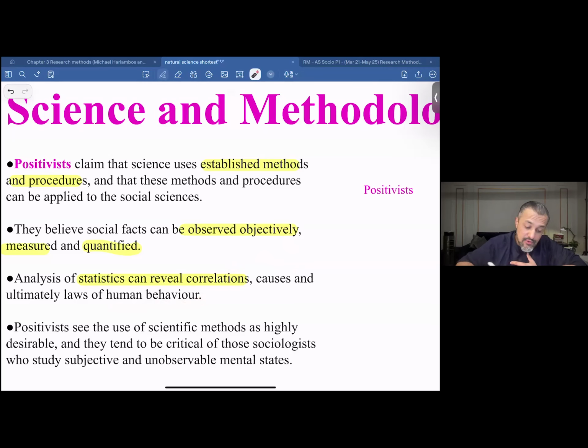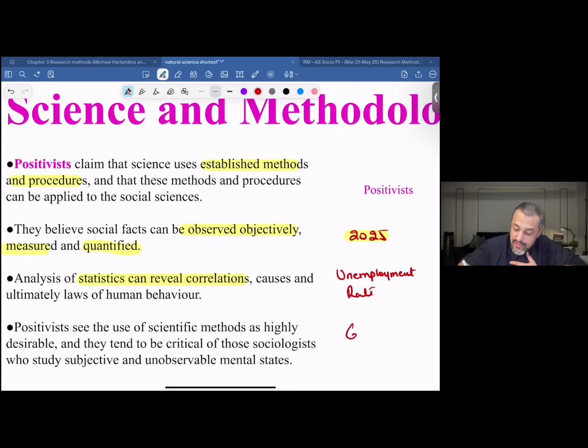Now, for instance, if I may give you a quick little example, if I say back in 2025, there was a rise in the unemployment rate. And at the same time, there was a rise in the crime rate. Now, this we'd be able to figure out only when we have numbers, only when we have quantitative data. On the basis of quantitative data, according to positivists, we could easily form correlations. We could try to figure out the relationship between two variables. And these correlations can eventually turn into causations.